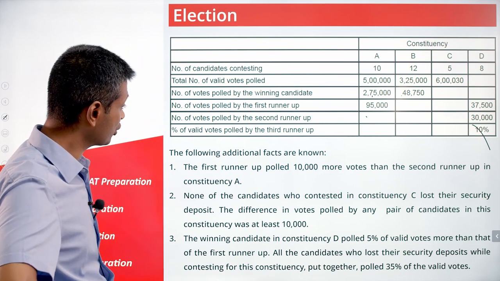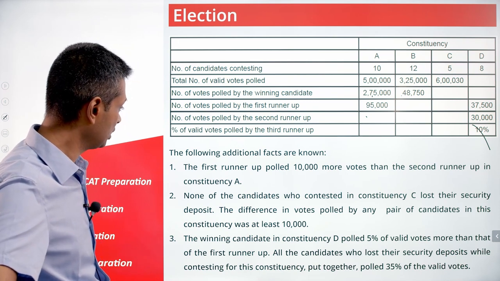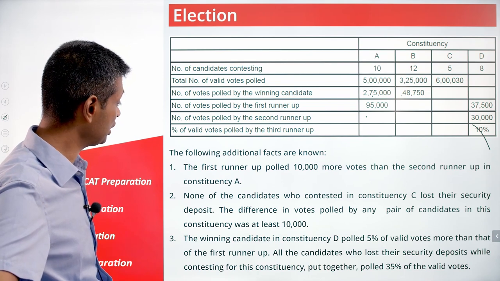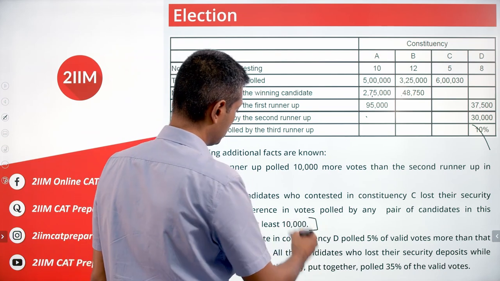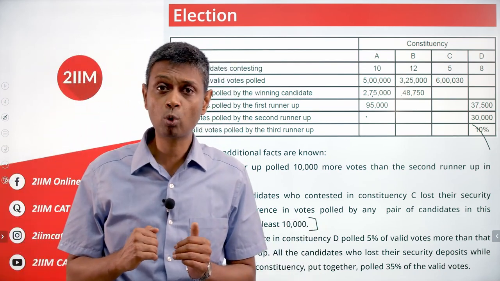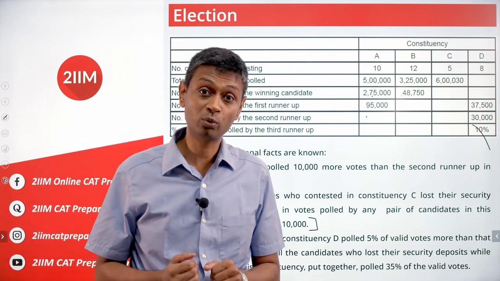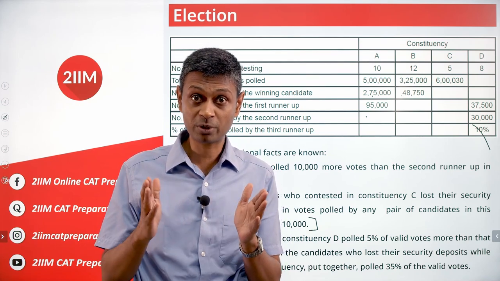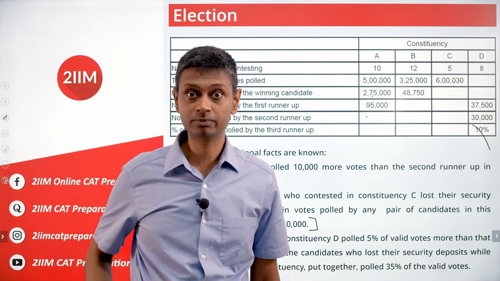None of the candidates who contested in constituency C lost their security deposit. The difference in votes polled by any pair of candidates in this constituency was at least 10,000. Oh, this is very interesting. Nobody lost their security deposit. That means everybody got more than 1/6. Only 5 candidates. Each of them got more than 1/6, and 1/6 into 5 itself was 5/6. The margins must have been very tight. Even the 5th candidate has got more than 1/6.